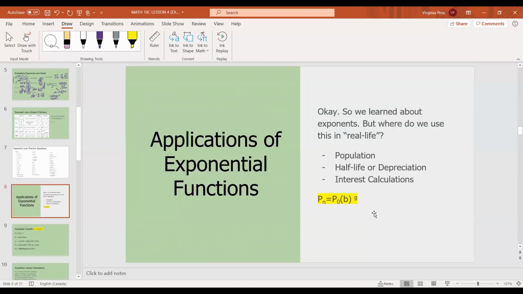Okay, now we're going to do some application. So we learned about the basics of exponents, but when do we use this in, quote, real life? Well, mathematicians often use exponents in population calculations, half-life or depreciation, which is kind of like population, and also interest, which is dealing with money. All right, we're going to explore all of these.